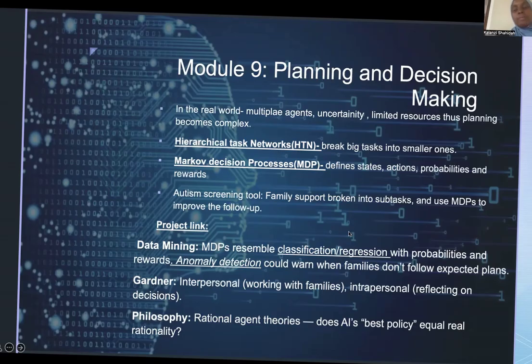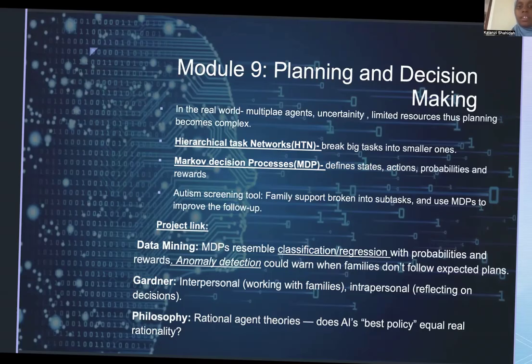In autism screening AI, family support can be divided into subtasks. One of these family members is going to be paying the bills for the autistic patient. Then the other one is going to escort the autistic patient to the psychiatrist, something like that. You divide the roles among them.